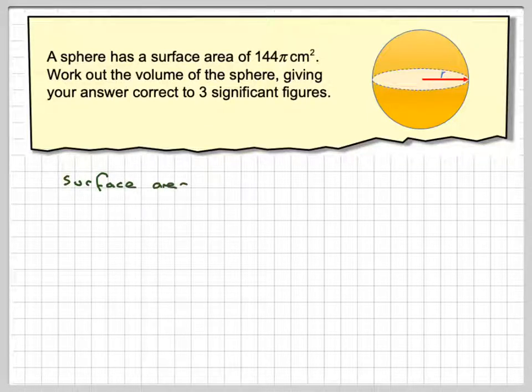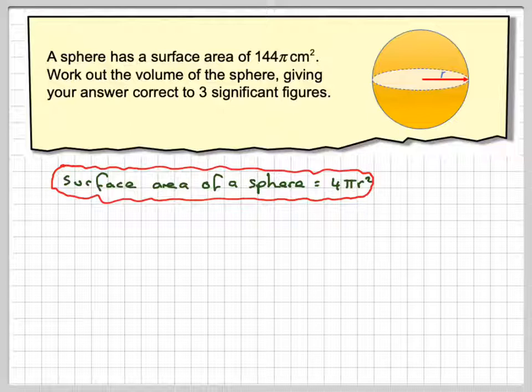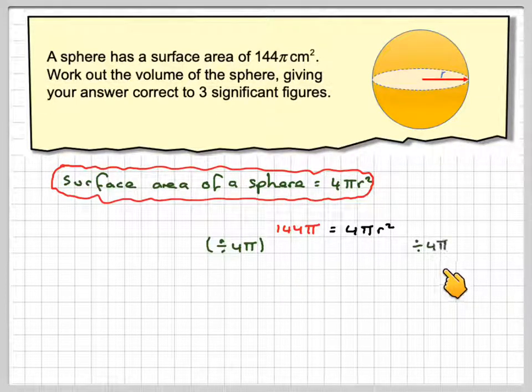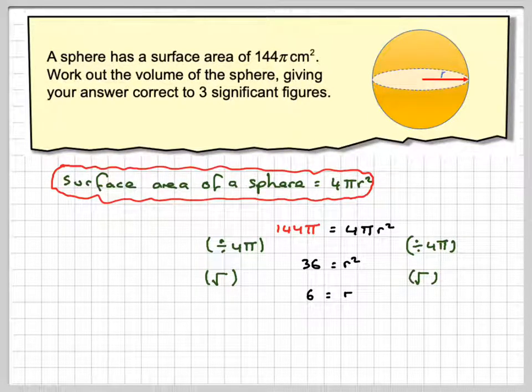So the surface area of a sphere is 4 pi r squared. That means 144 pi will be equal to 4 pi r squared. Dividing both sides by 4 pi, I'm going to get 36 is equal to r squared, and the square root of 36 gives me 6, so the radius is equal to 6. I don't have to consider the negative square root in the context of this question.